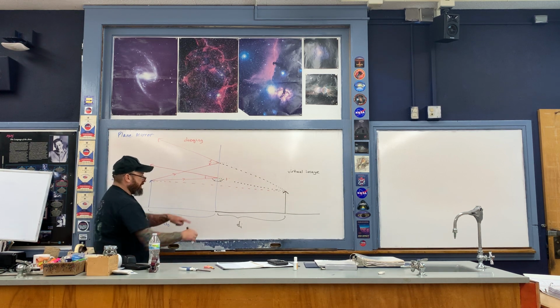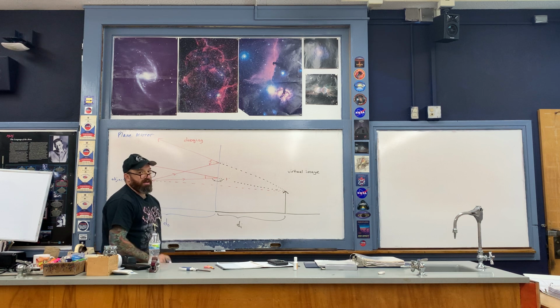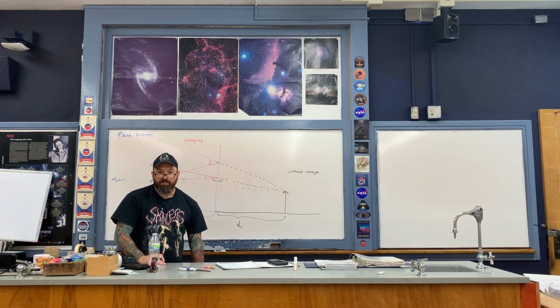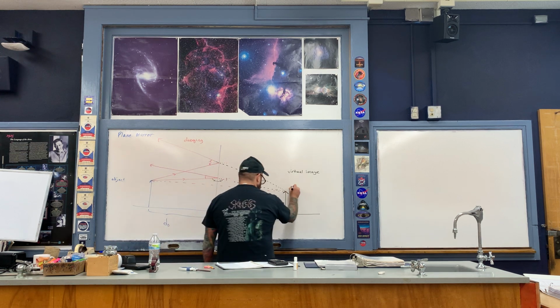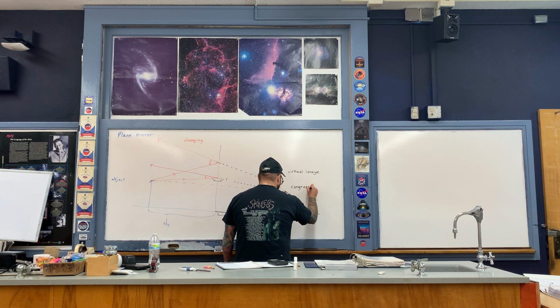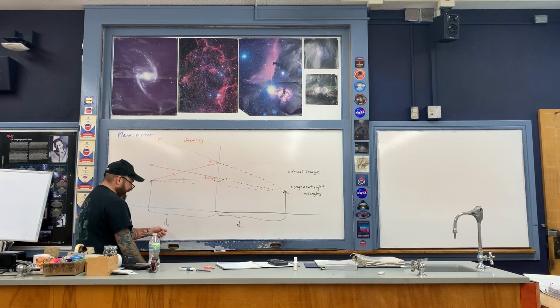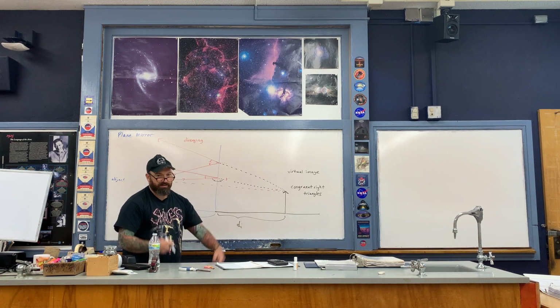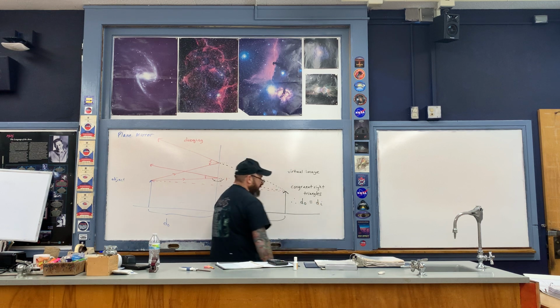Notice that those two right triangles share the same angle. They're both right triangles, and they share right here the same side. Therefore, what could you say about those two triangles? They're pretty obviously congruent. So because they are congruent right triangles, what could you then say about the object distance and the image distance? Obviously, they're the same. Therefore, the object distance is equal to the image distance.